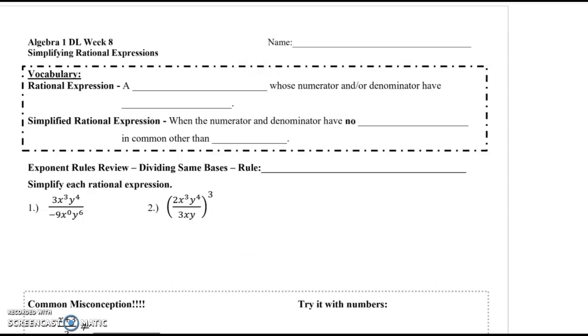So a rational expression is a fraction whose numerator and denominator have polynomials. And we've dealt with these before, especially when there's a monomial at the top and the bottom, but we're going to talk about other polynomials in the numerator and denominator. You simplify a rational expression when the numerator and denominator have no other factors in common other than 1. All right, so these are the ones that we've seen before.